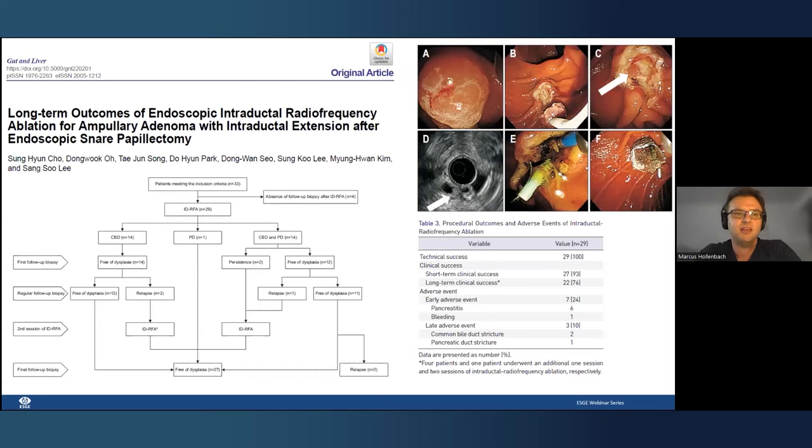And in this study, they analyzed whether we compare the endoscopic papillectomy with an ablative therapy, that means a radiofrequency ablation of the bile and/or the pancreatic duct. And you can see here that we have a technical success of 100% and a clinical success of more than 90% in short-term surveillance and more than 76% in long-term surveillance regarding the complete resection and the recurrences. And this study therefore shows that for such lesions with an intraductal extension, the radiofrequency is an adequate solution to do an EP and to prevent the surgery.